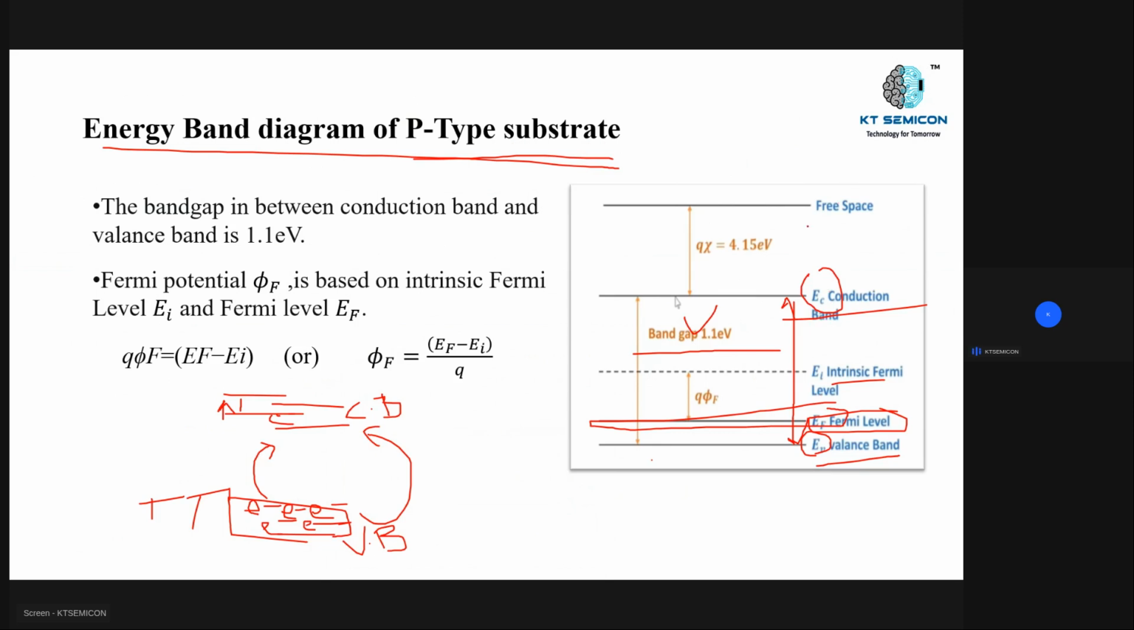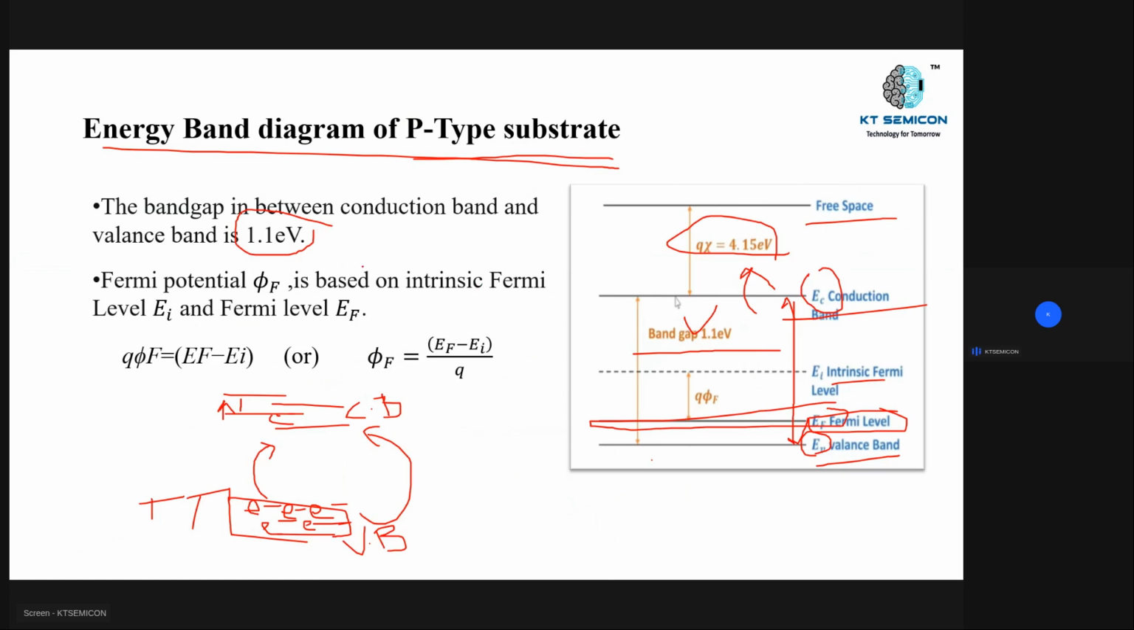Here we have another thing, free space. Whenever my electrons cross into the conduction band, they are completely free in nature. The band gap between the conduction band and valency band is 1.1 electron volts. This is the energy required to move an electron from the valency band to the conduction band.